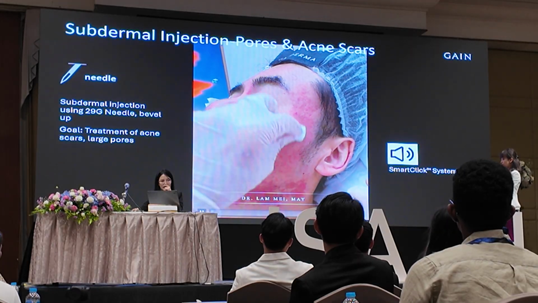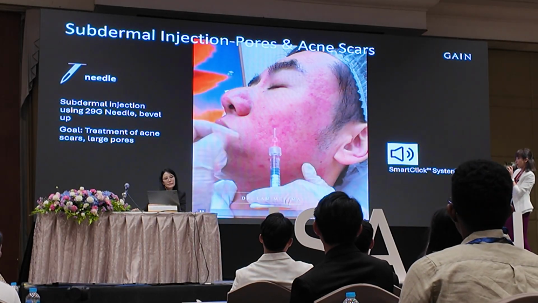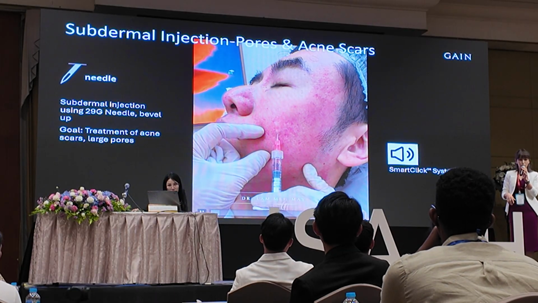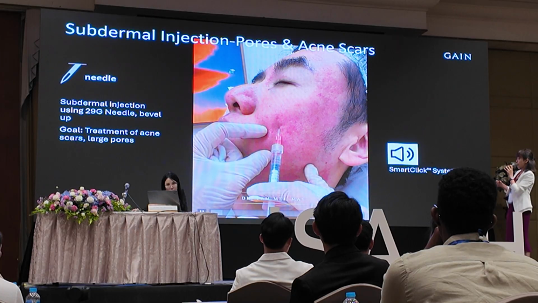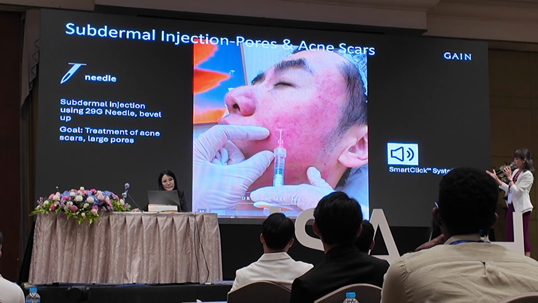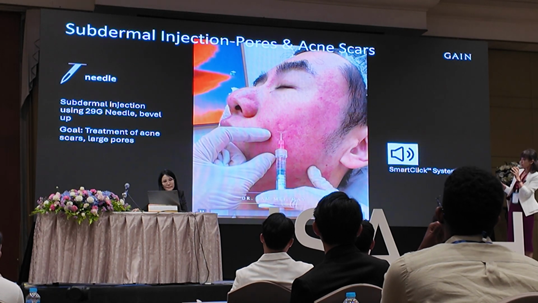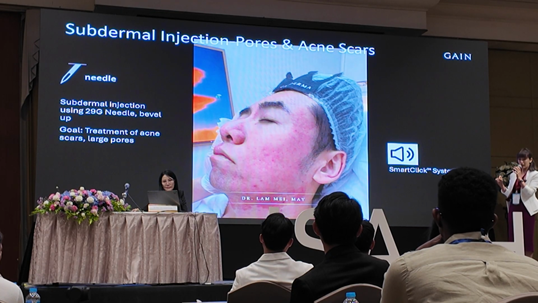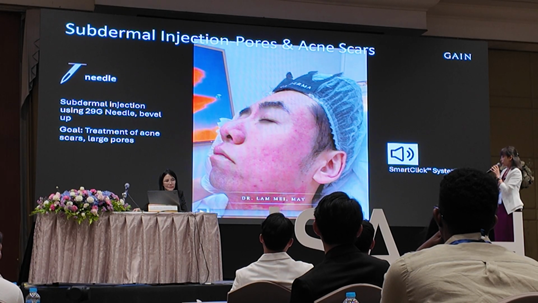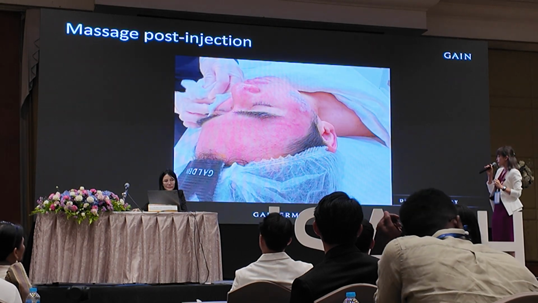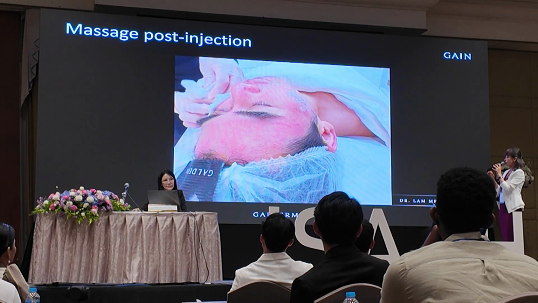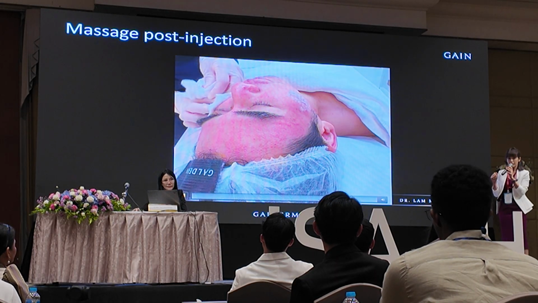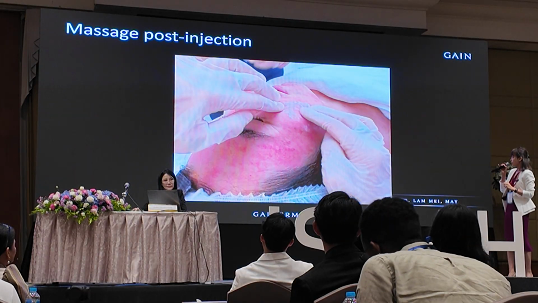So we disinfect the area, and this patient is just after the Morpheus microneedling RF treatment. We can use the 29 gauge needle and baffle up. When we inject, the layer of injection is very superficial, and one can see temporary irregularity afterward. We can do a little massage after the injection to make sure it is evenly distributed. Okay, next slide, please.